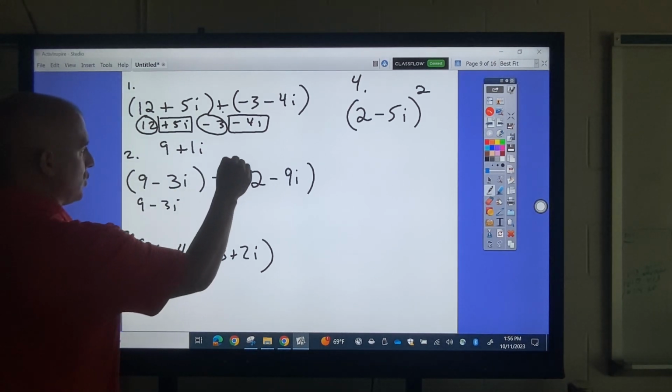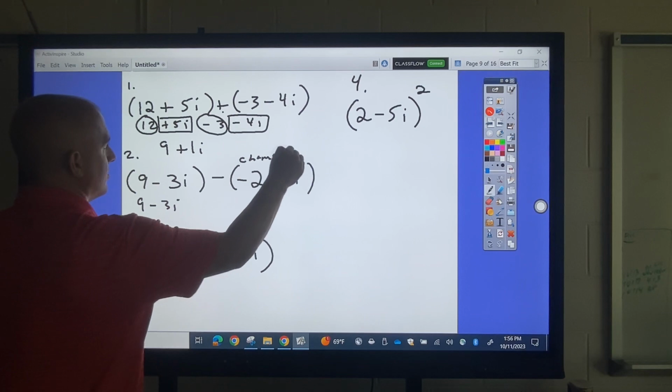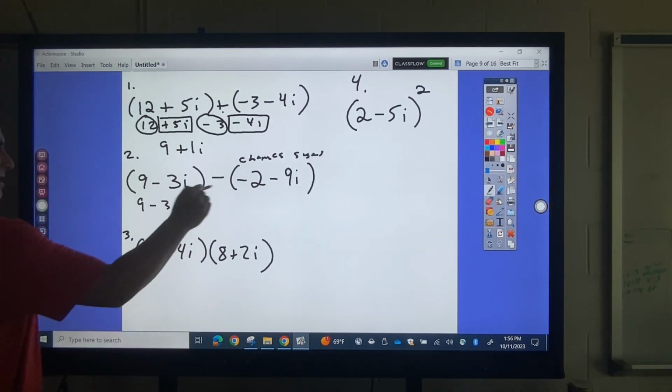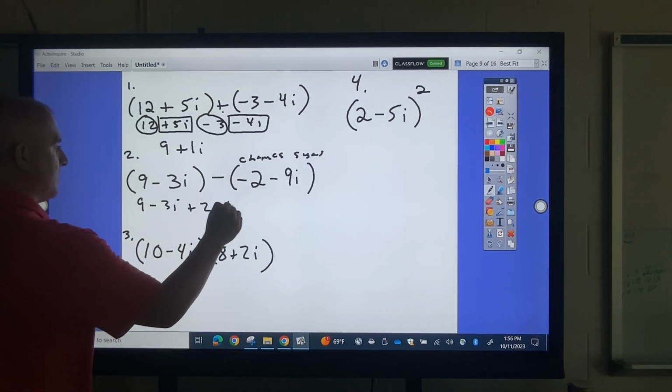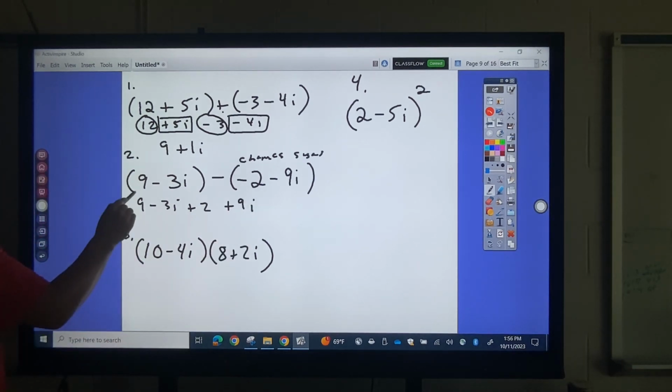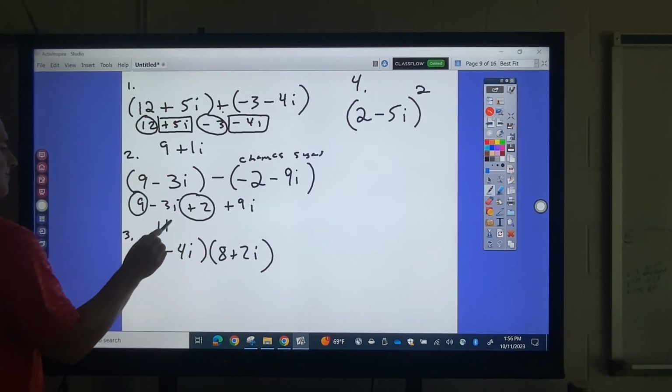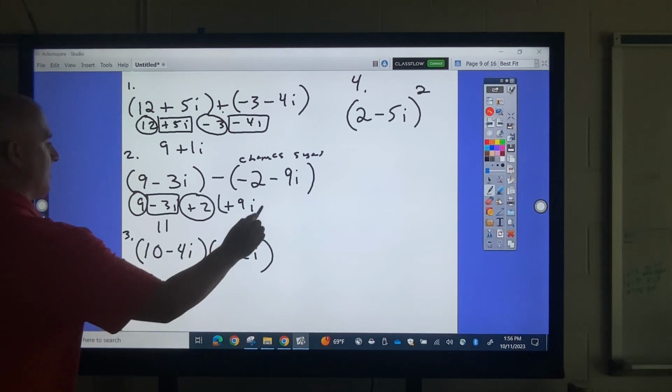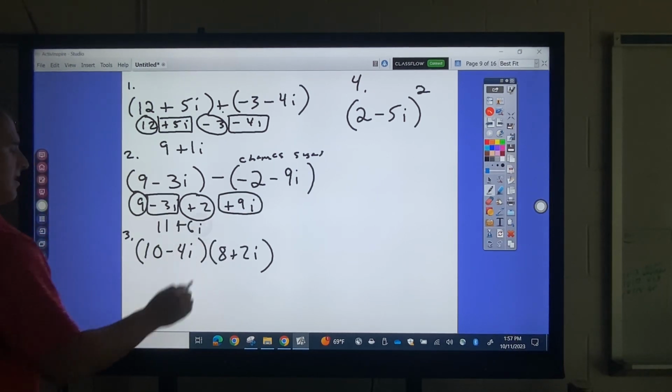What does this do? This changes these signs. So that's going to be positive 2, positive 9i. All right? So if I combine the 9 and the 2, I get 11. If I combine the negative 3 and that, I would get 6. That would be my answer.